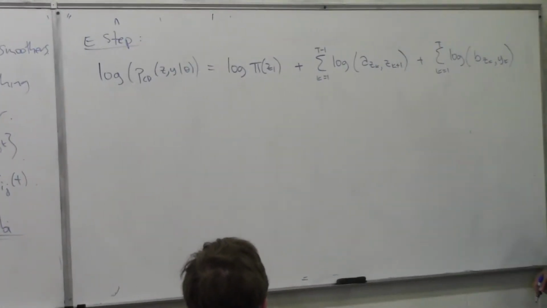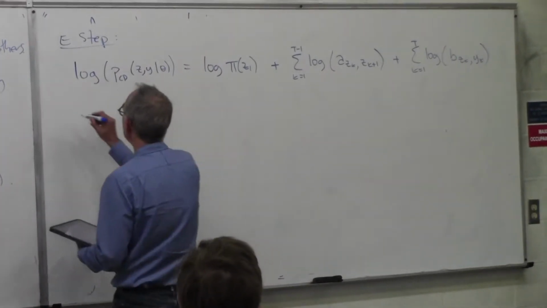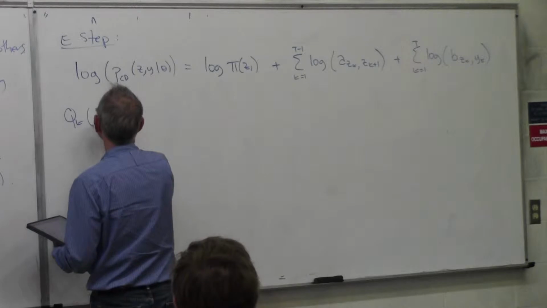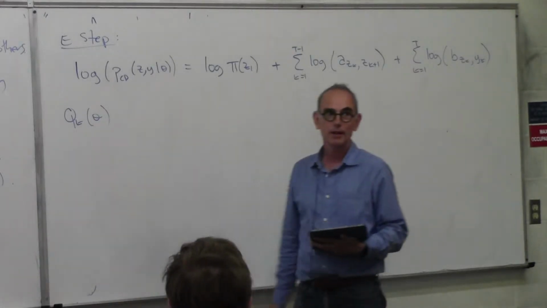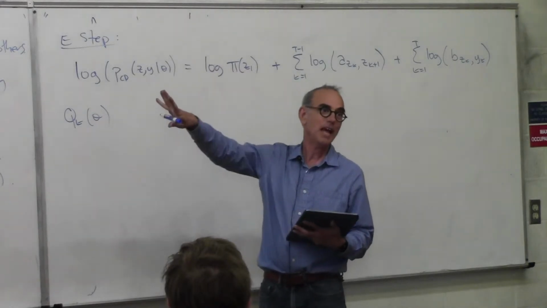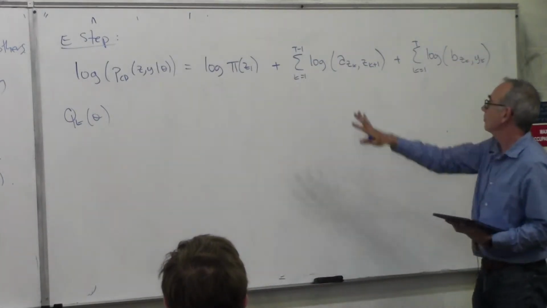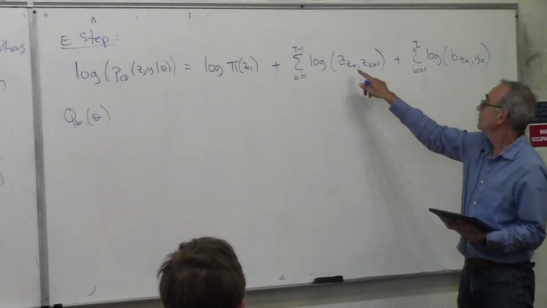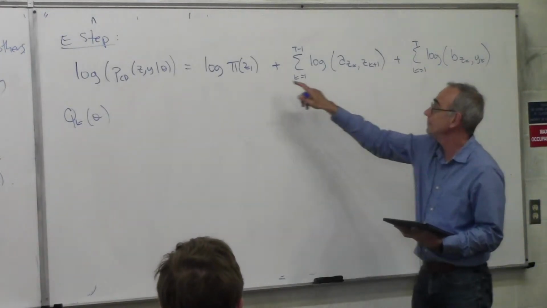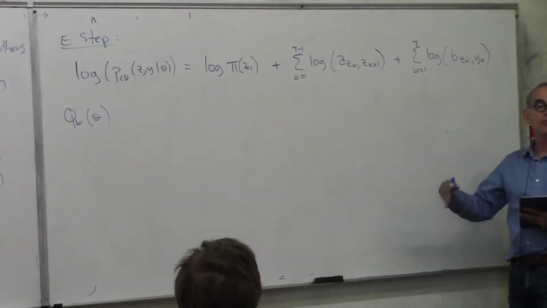So you can see the E step is really trivial. So basically, for the E step, qk of theta means what? It means I replace little z and little y by capital Z and capital Y, and I take the expectation of this, which now becomes random, because I'm calling these random variables now, but with the kth model.